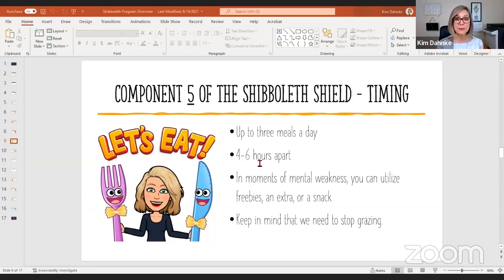If we have a moment that Travis, our founder, calls moments of mental weakness, we can utilize freebies, an extra, or a snack. Freebies are technically that. They could be eaten at any time. But what I want you to know about a freebie is we don't add freebies to meals. Freebies are eaten in a moment of weakness. Freebies in a meal are typically a category number that you're making a combination with. But a freebie is eaten in a moment of mental weakness, not just, oh, let me fill my plate up with freebies and I can eat as much as I want because it's free. No, at a meal, we still eat what fits underneath our hands.